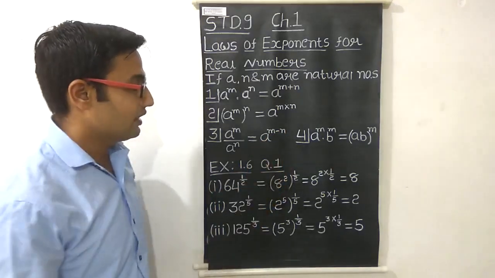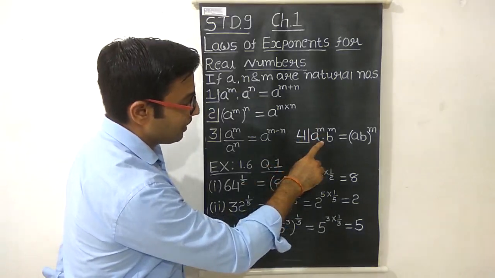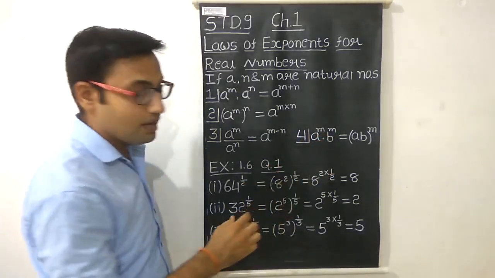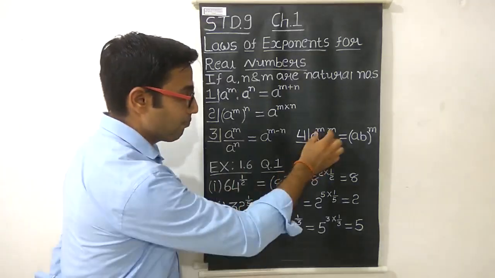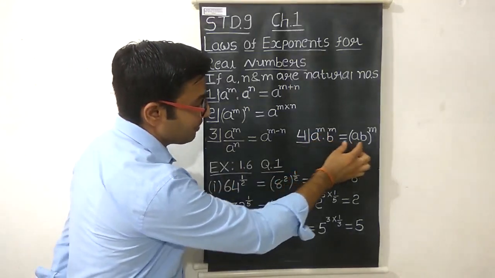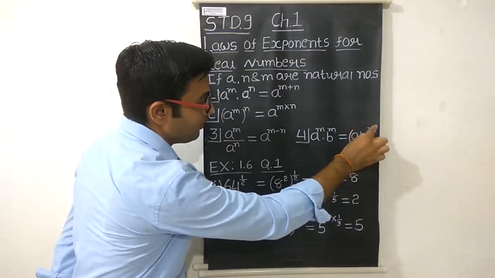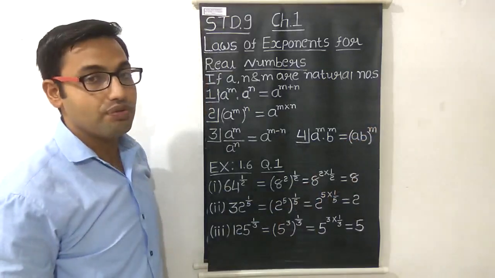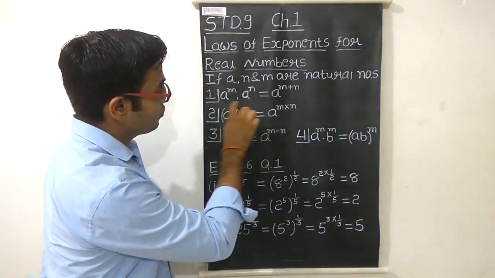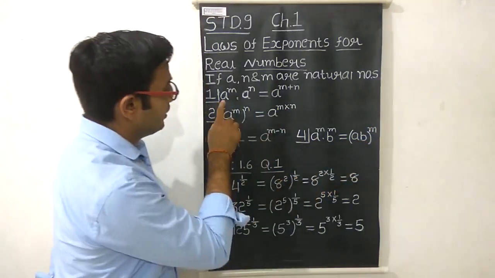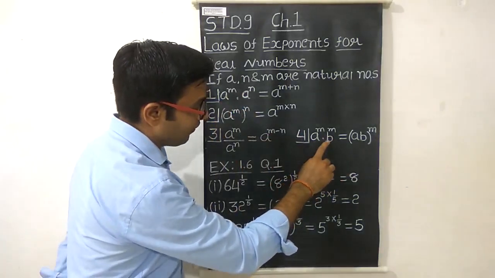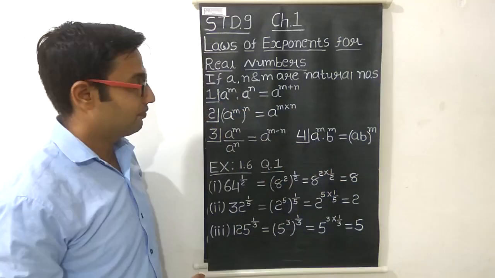Fourth law: a raised to m multiplied by b raised to m. In this case the bases are different but the power is the same. So here we can multiply both the bases and put a common power on the product of the bases. Remember, do not confuse between these two rules. Here the base is the same and the power is different, and here the bases are different and the power is the same.